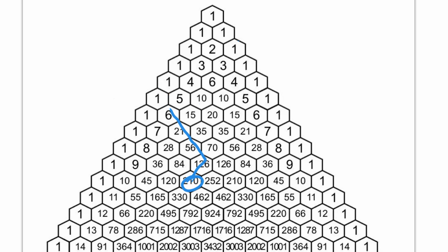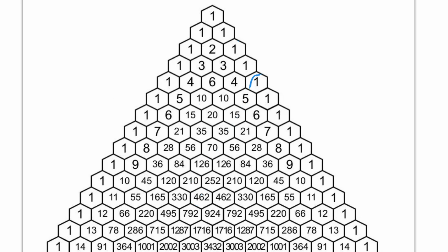This is sometimes called the hockey stick pattern. You can draw any kind of hockey stick you want as long as you start from one of the outsides, right at the edge with the 1. You can draw as short as you want. There's 1 plus 5 equals 6. Or as long as you want. And you're going to get the numbers in the handle equal to the number at the tip of the hockey stick, or sometimes called the blade of the hockey stick.